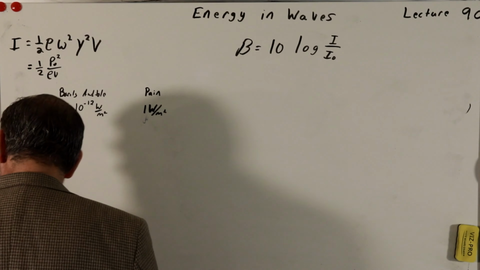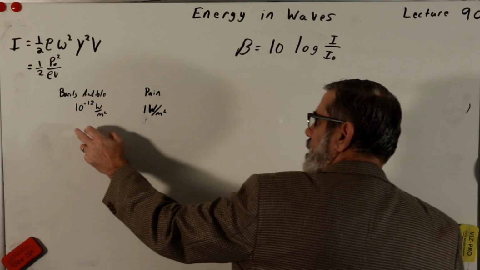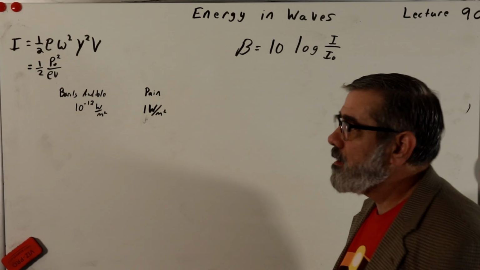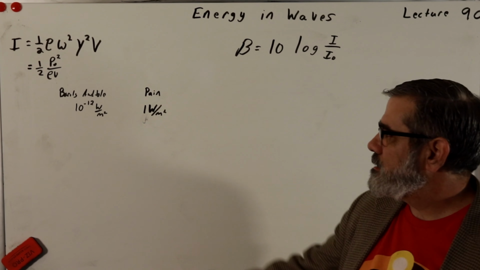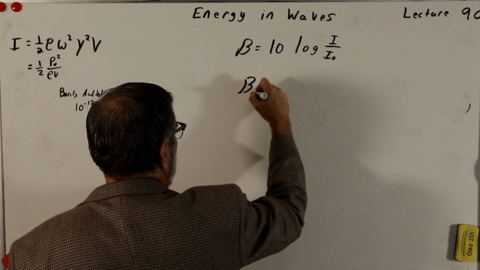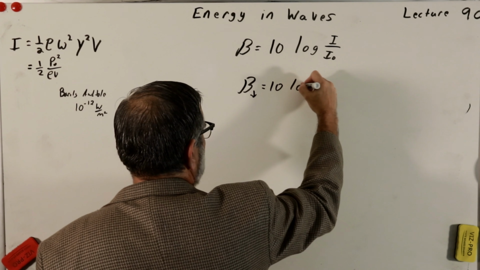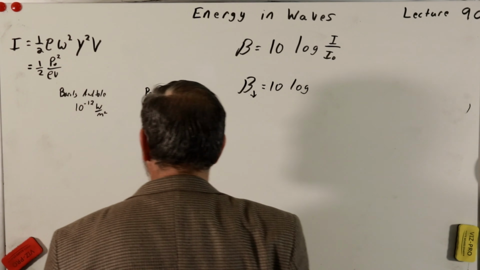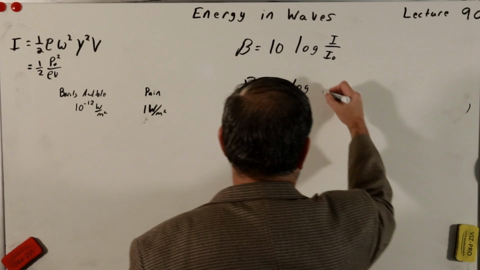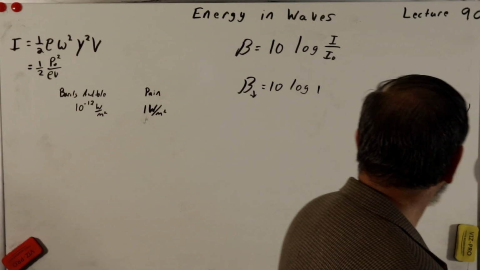So let's convert these two intensities into decibels. The barely audible case: beta for the low end is 10 times the logarithm of this divided by itself, so that's 1. So 10 to the 1 power. What is this equal to?